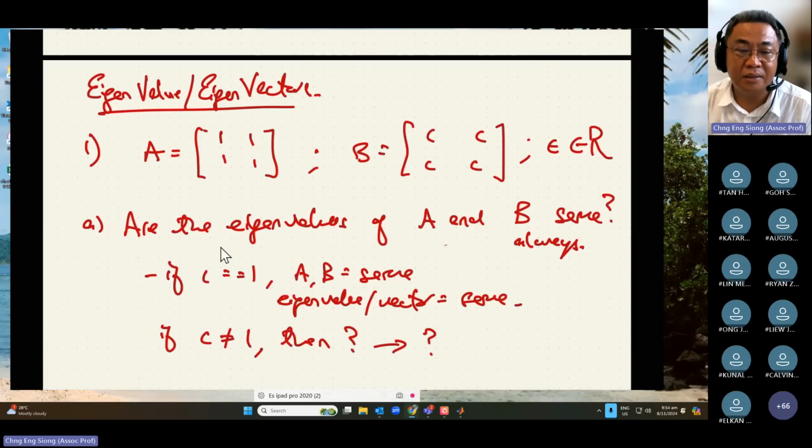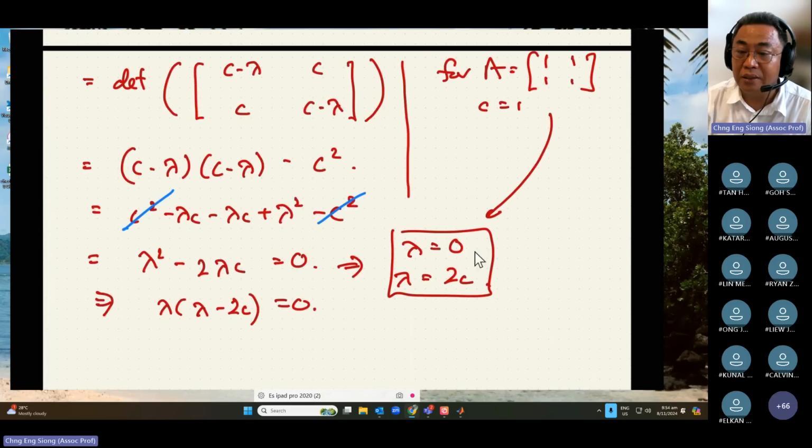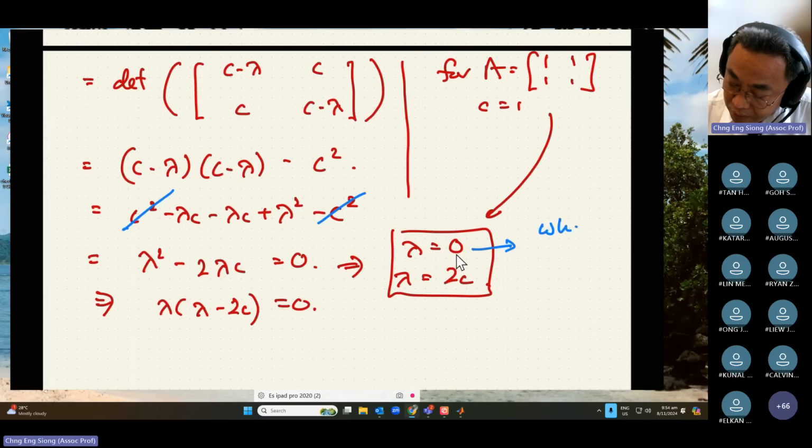So now you can answer, are the eigenvalues of A and B the same? Just by this answer, you already can answer. They are the same only when C equals 1, and otherwise they are different. One of the eigenvalues is the same. So now the key question is this: what does lambda equals 0 mean?